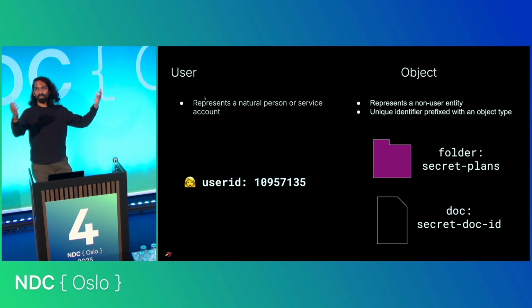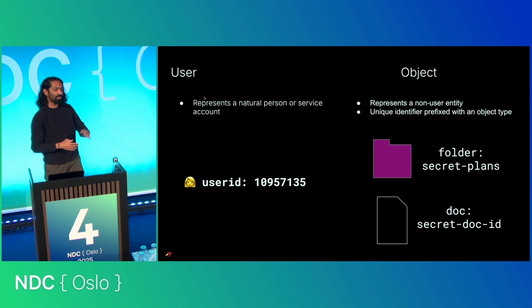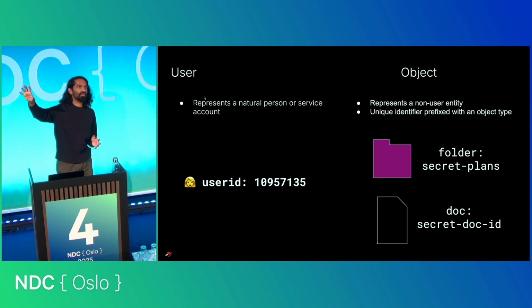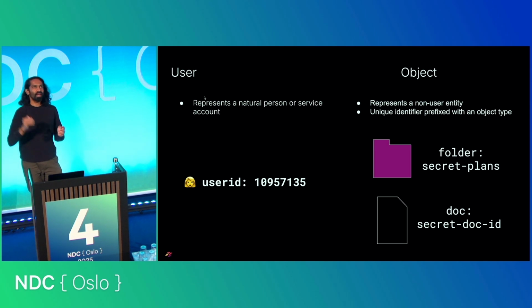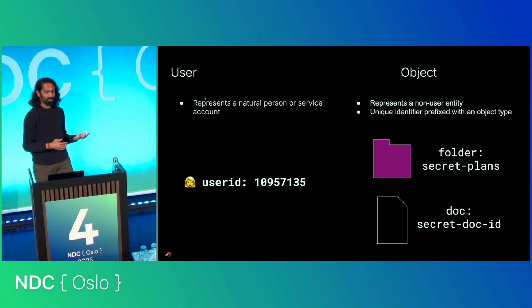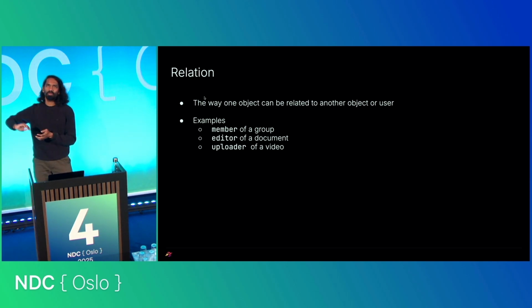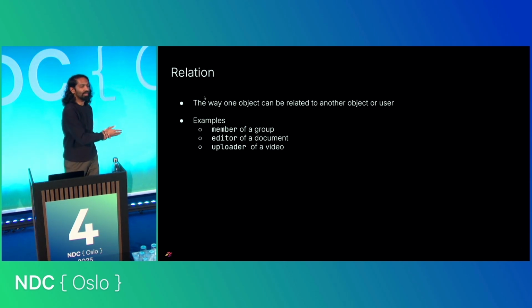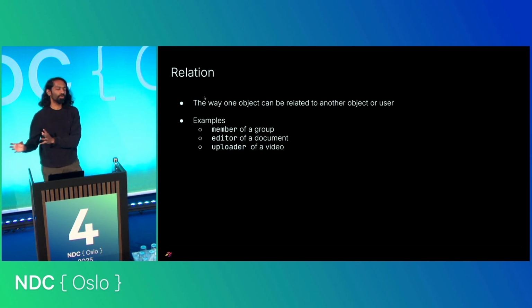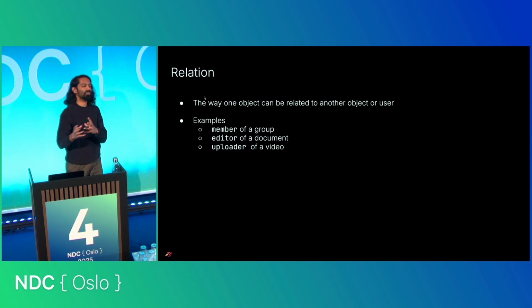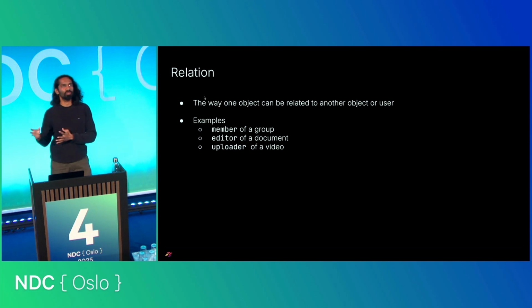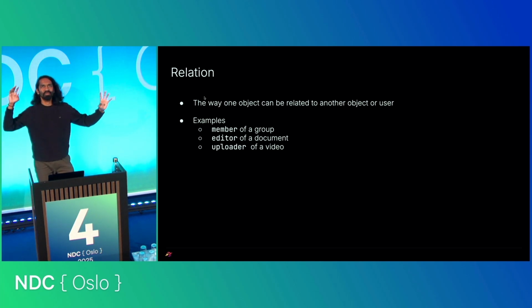And according to ReBAC in Zanzibar, you can have relationships between users. So you have a user ID. So if anyone has a Google account, you have a user ID, and any object. So this could be a folder, it could be a document, it could be a YouTube video. And you draw relationships between these different things. And these relations could be between any object to anything else. For instance, a user could be a member of a group. They could be an editor of a document. They can be an uploader of a video. Right? So you have a user, and you have some relation to an object.